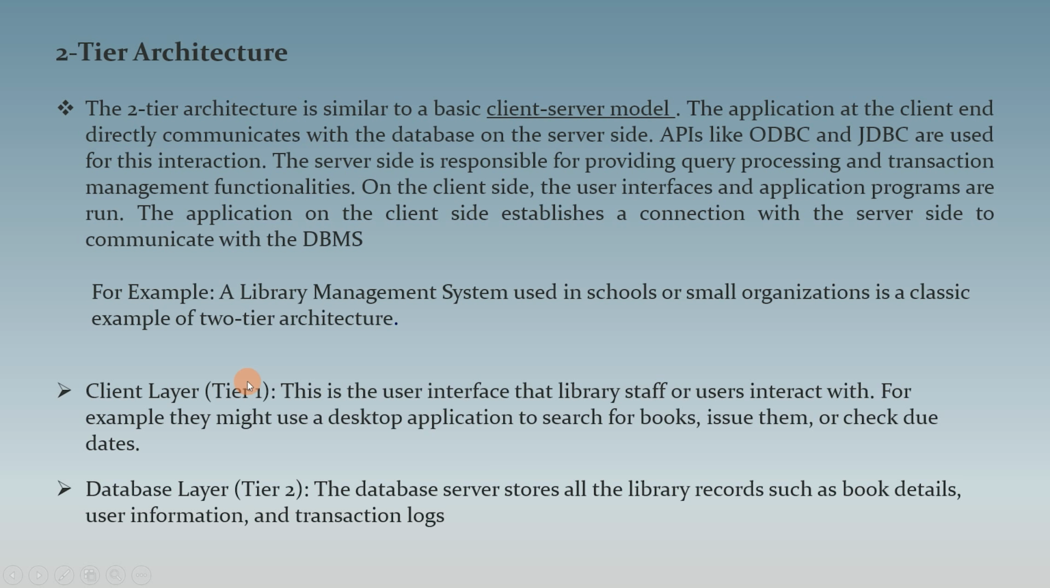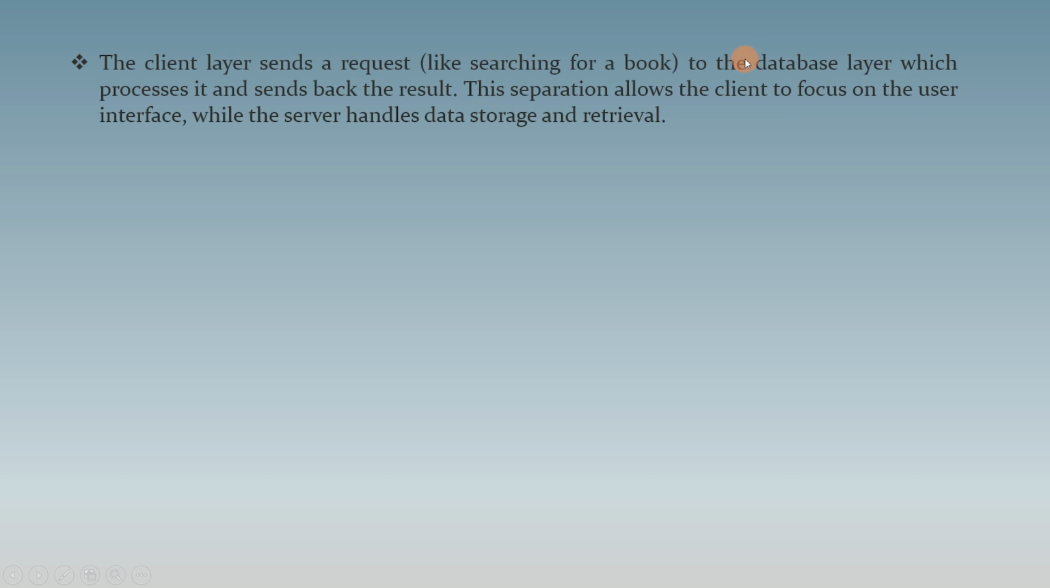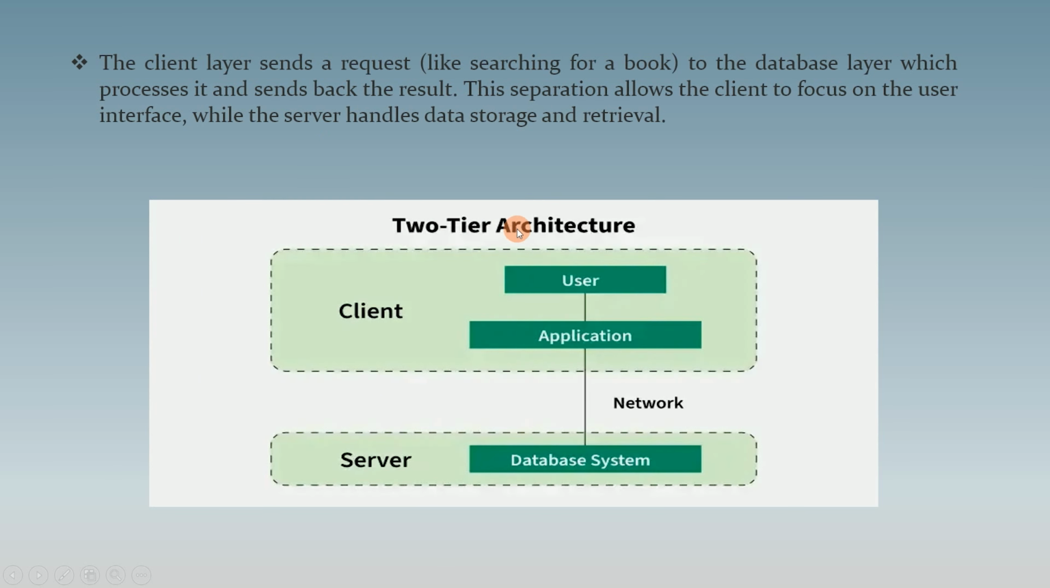So, this is the difference between client layer and database layer. The layer which directly interacts with the user is client layer, that is tier 1, and the layer which has all the information that contains all the important data is the tier 2, which is directly not visible to the user, but it can be accessed using the client layer. Client layer sends requests like searching for a book to the database layer, which processes it and sends the result back. This separation allows the client to focus on the user interface while the server handles the data storage and retrieval.